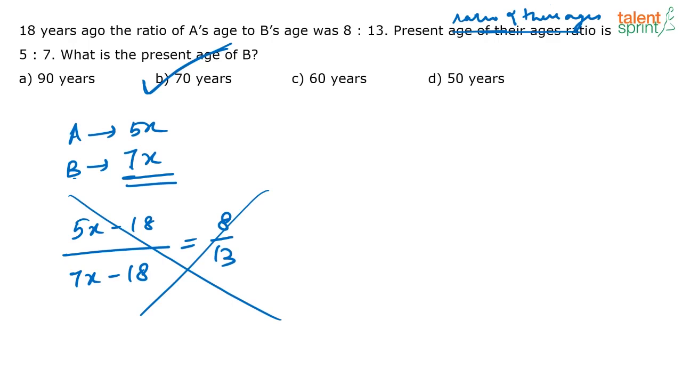So here, I know the present age of B is a multiple of 7. Looking at the options, there is only one multiple of 7, that is 70. Directly mark the answer as option B. But this is the actual way of solving it, not required in the examination. You will actually find out the value of x and then find out what is 7x. That is what you actually do.